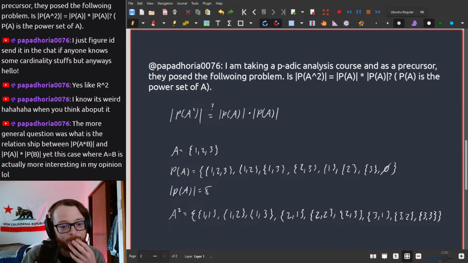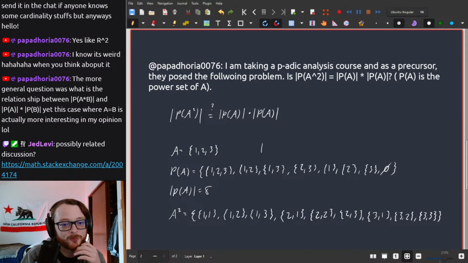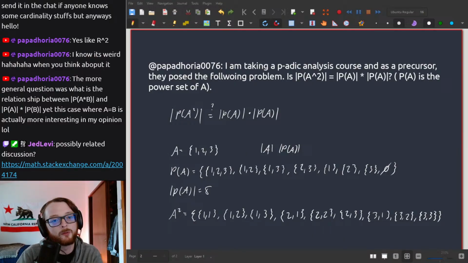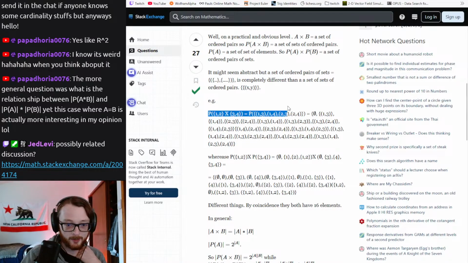Well, okay, what is the power set of A squared? That's kind of annoying. I feel like there should be a relationship between A and P of A. Like, since elements in a set are distinct, I feel like you should only need to know how many there are, to know the cardinality of the power set.